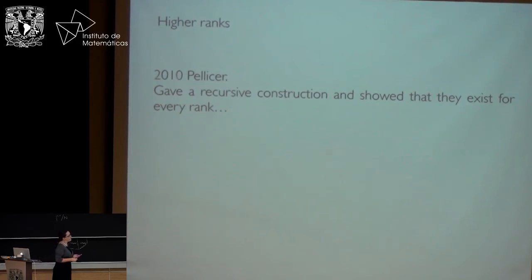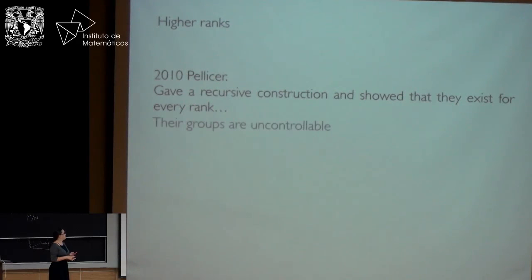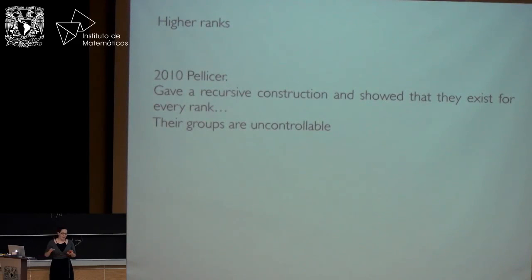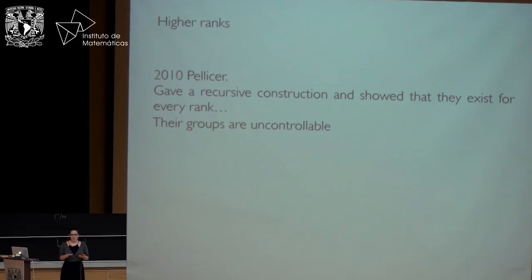The construction is kind of convoluted, and the groups are uncontrollable. They are huge. He starts with a small one, something like 20 elements or something like that. And then in rank 3 and for rank 4, it has thousands of elements. Like, it grows really, really fast.